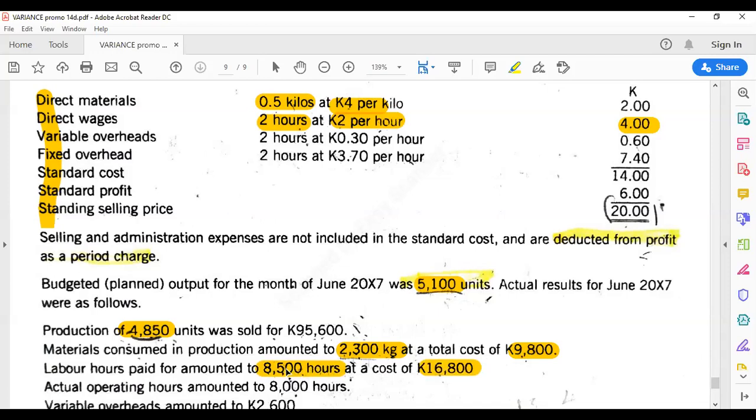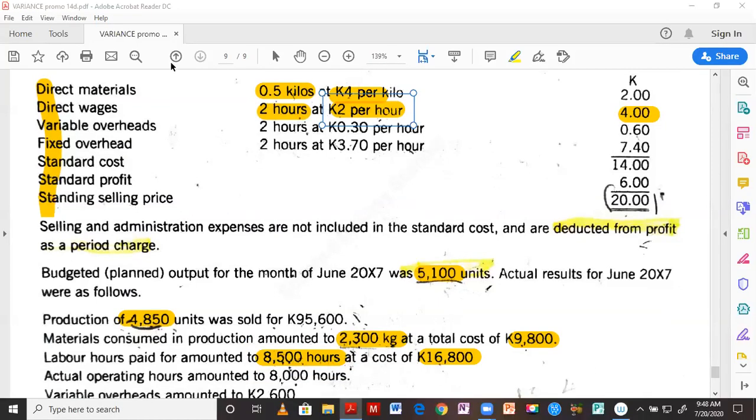We want to compare what it should have cost them if they had used what? The budget. According to the budget, those 8,500 hours should cost how much? We've been told it is 2 kwacha per hour. So the budget says that each hour is costing 2 kwacha. So we want to compare what's happening here. We simply get the actual results.